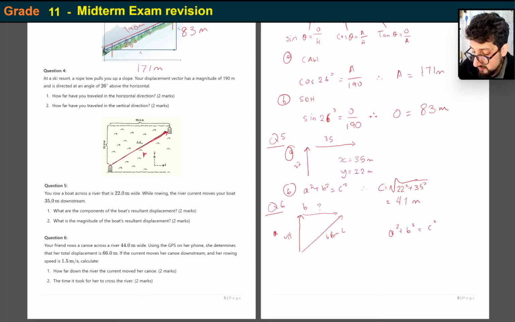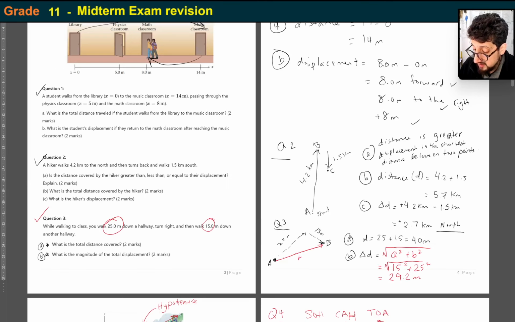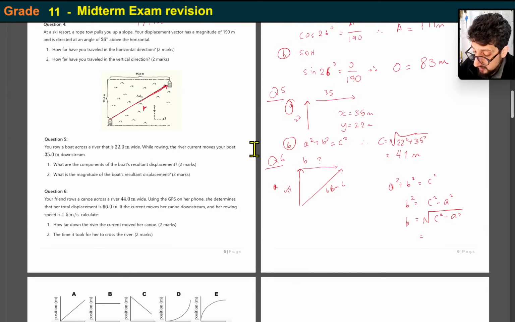So if we're trying to find b, then b squared is going to be c squared minus a squared. And then b is going to be the square root of c squared minus a squared, right? So it's going to be the square root of 66 squared minus 44 squared. And then the square root of that. So b is equal to 49 meters. That's part A.